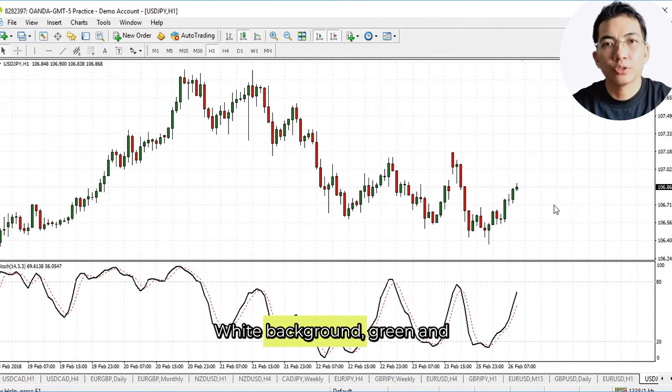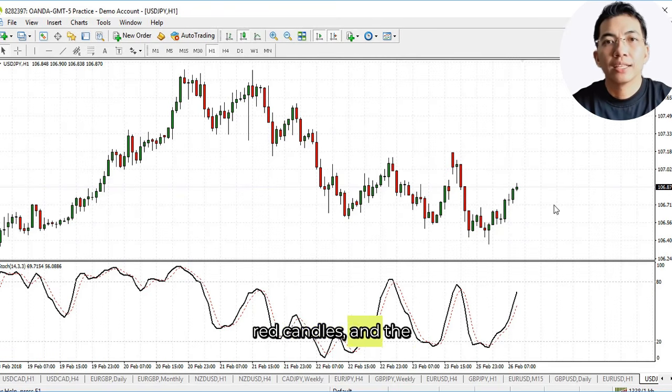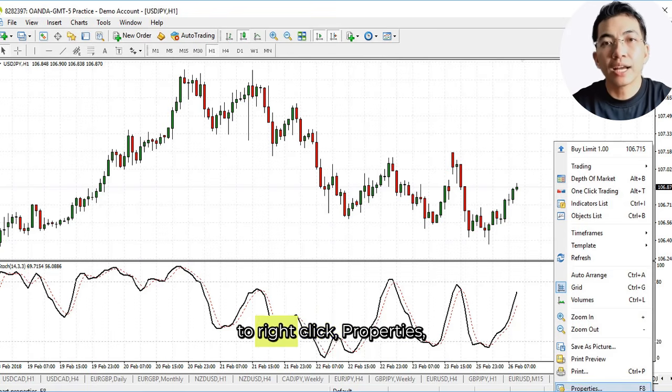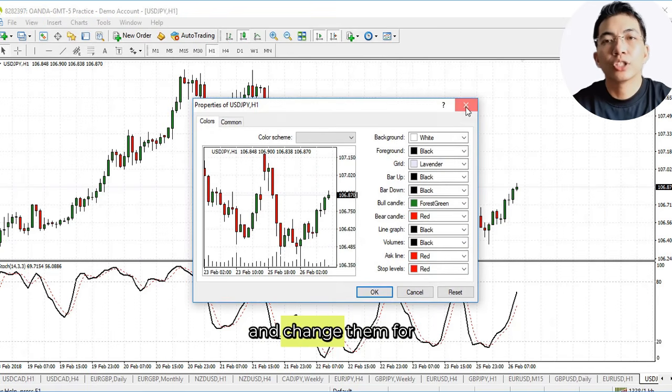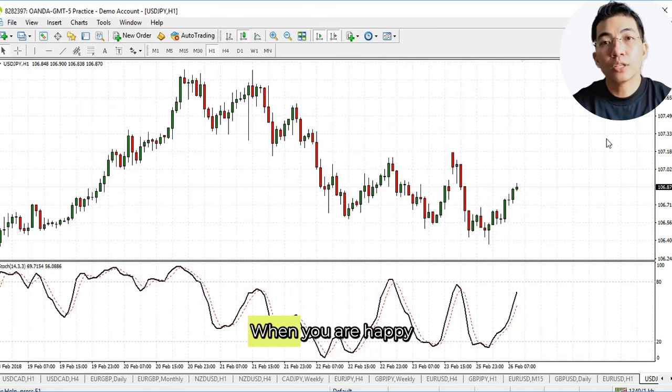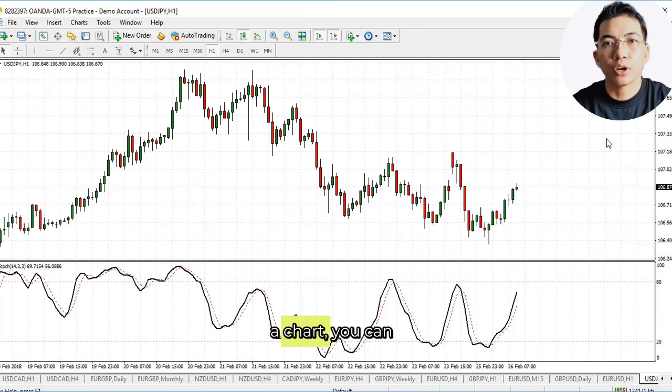White background, green and red candles, and the oscillator with the same settings. So you don't need to right-click properties and change them for all the charts. When you are happy with the style of a chart, you can save the template and upload it to every other chart that you want to analyze.